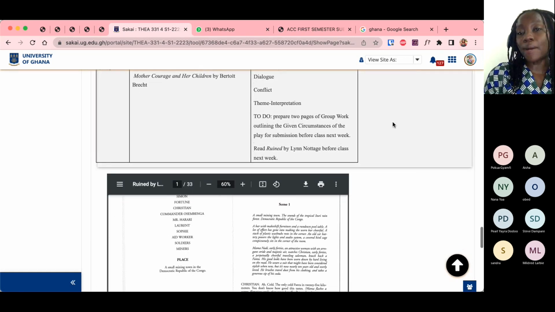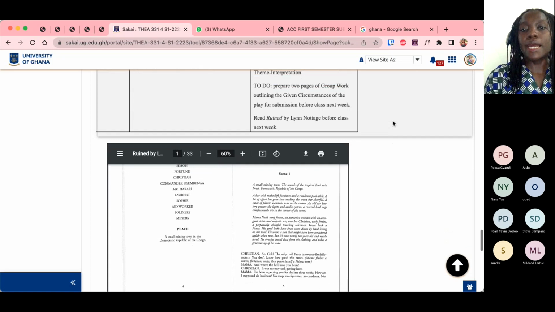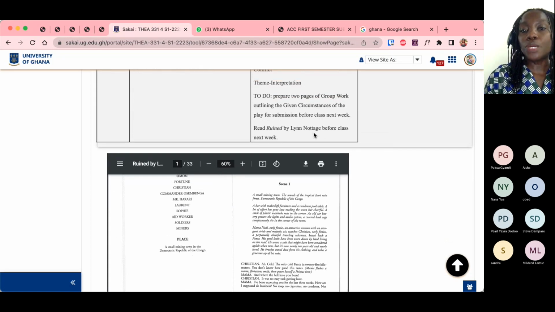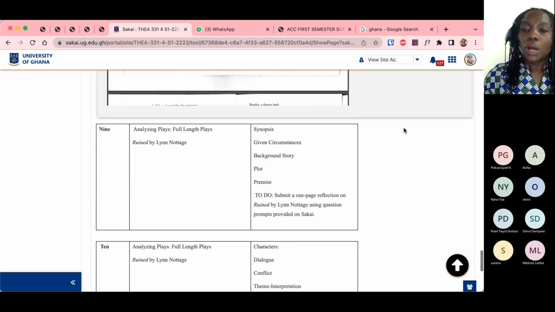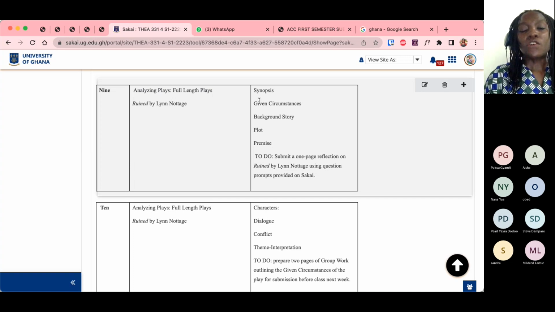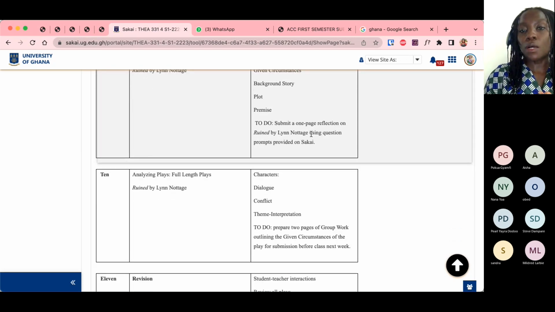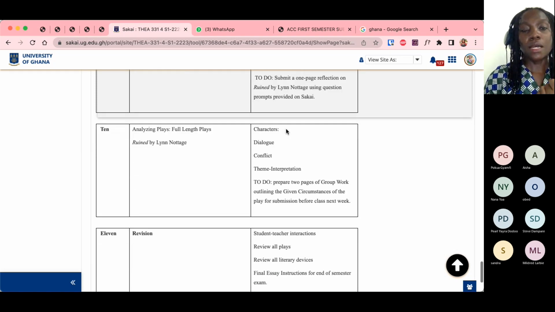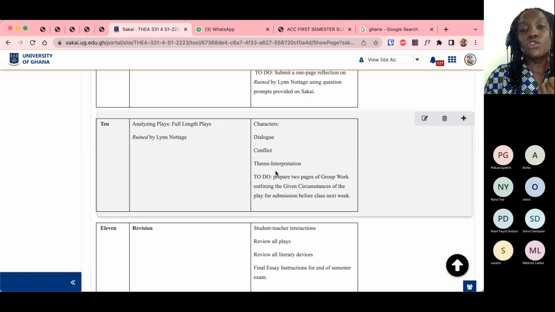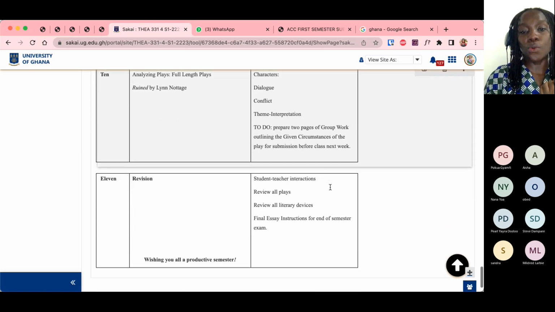It follows the same pattern as the first one. And then you will start reading Ruined by Lynn Nottage. And then we'll continue with the same pattern of analyzing half of it, looking at synopsis, given circumstances, background story, premise, and then individual 2-page reflection here. And then week 10, groups will submit their group work.